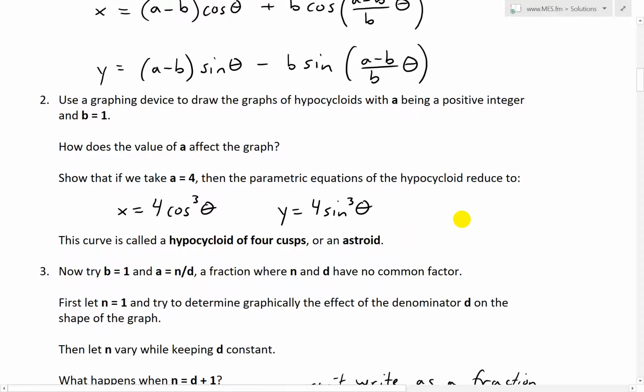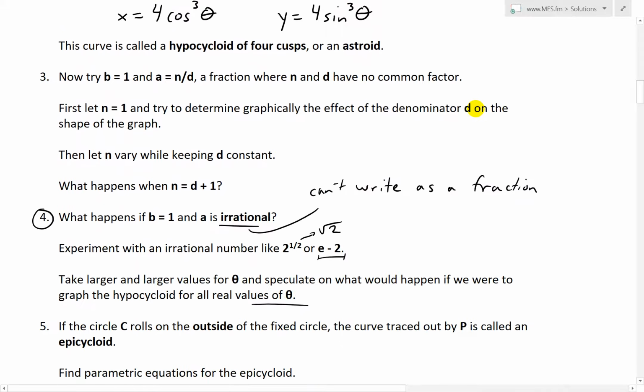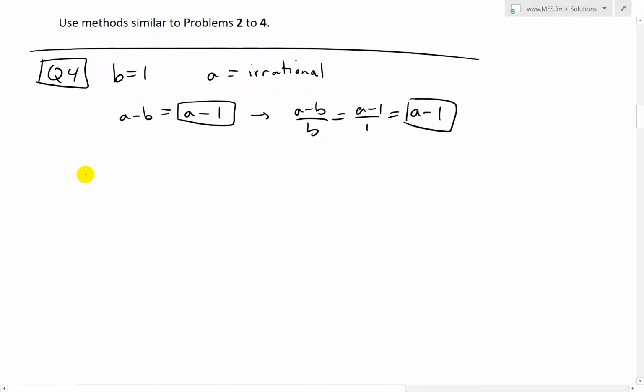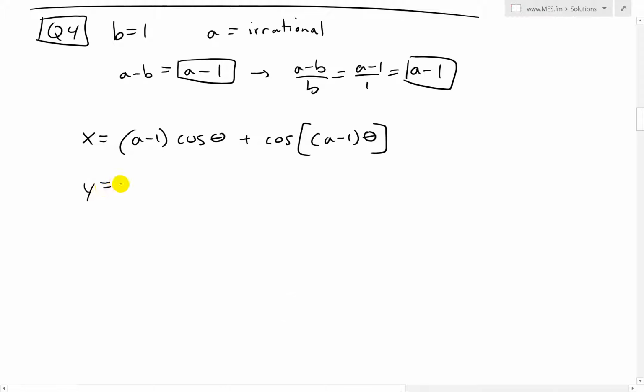This is cosine, and the y has sine, so let's write that down. We have x equals (a minus 1) cosine theta plus cosine of (a minus 1) theta, because b is 1 here. And then y is (a minus 1) sine theta minus sine of (a minus 1) theta.